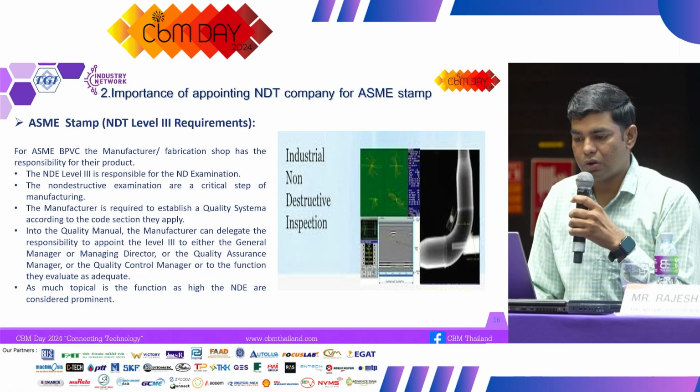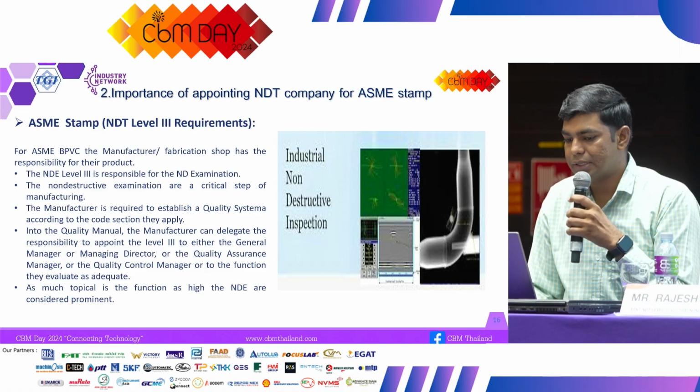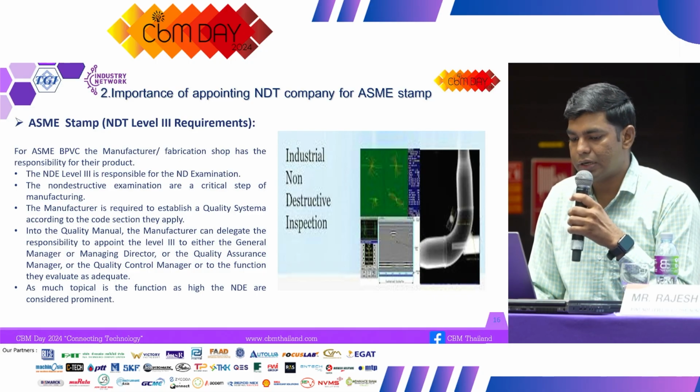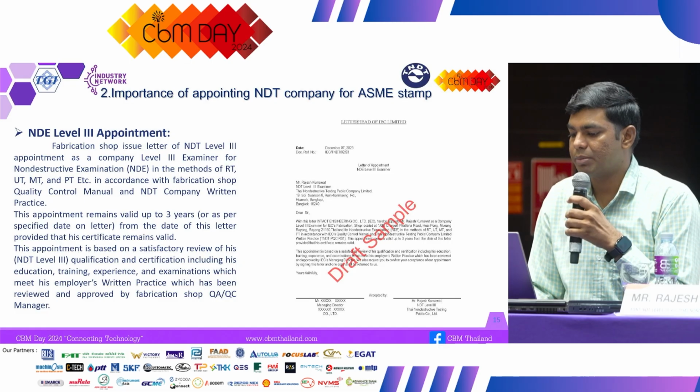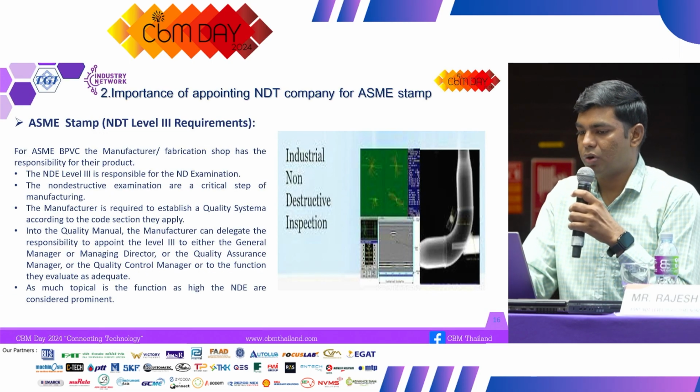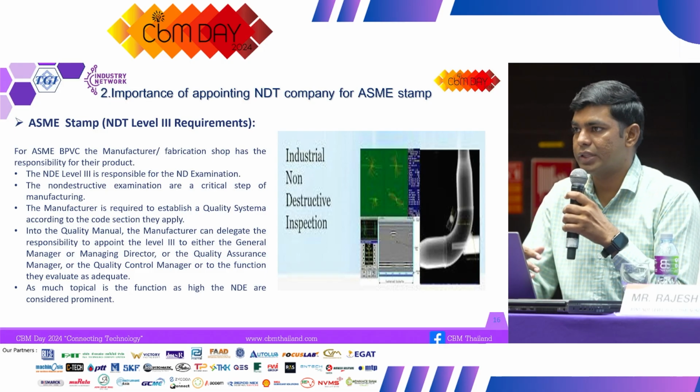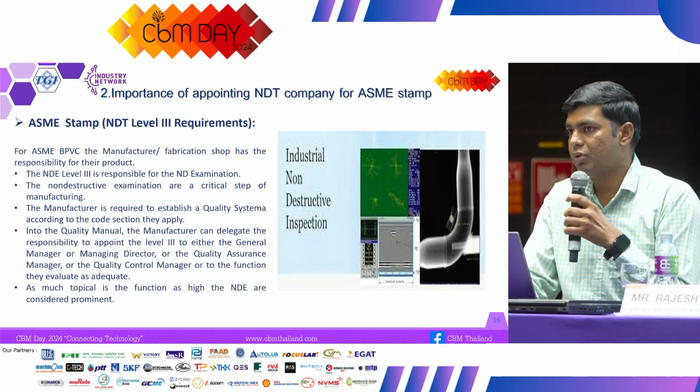So he makes sure the examinations, which are a critical step for the manufacturer, are done properly. If there is a problem, the manufacturer requires an established quality system, and he can follow it or not. In the quality manual, the manufacturer can delegate responsibility by appointing a Level 3, either the general manager, managing director, or quality manager. Anyone in this position can make the appointment by letter, like this sample letter. They can appoint a Level 3. So he makes sure of the product, and they have the certified certificate they use for new bidding projects.